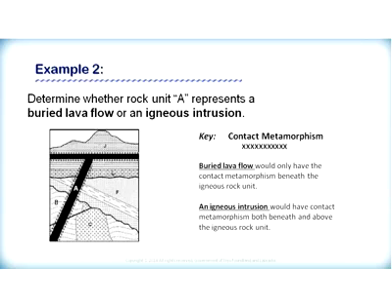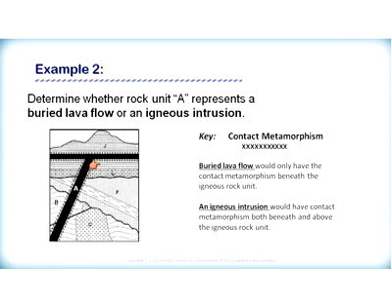Let's look at another example. Example number 2 says, determine whether a rock unit represents a buried lava flow or an igneous intrusion. In this case, we see rock unit A, which cuts up through many of the surrounding rock units, but doesn't quite make it to the surface. But the question at hand is, did this rock unit make it to the surface, and then rock unit J was buried on top of it at a later time? Or did rock unit or intrusion A not make it to the surface, and it intruded between these two rock layers indicated by the hand?